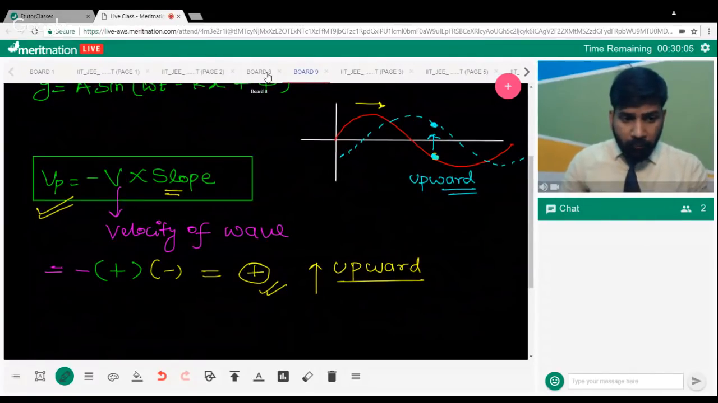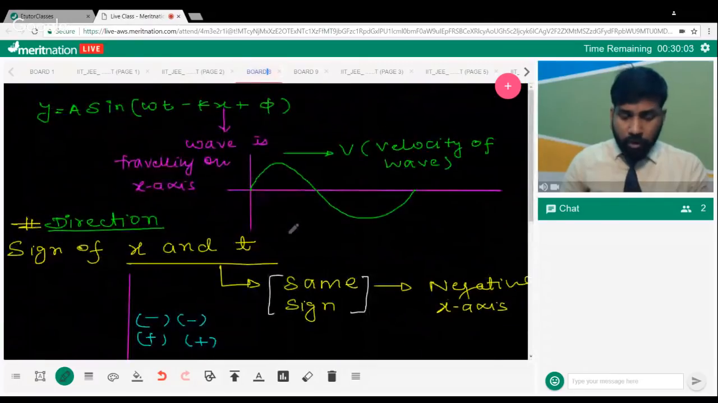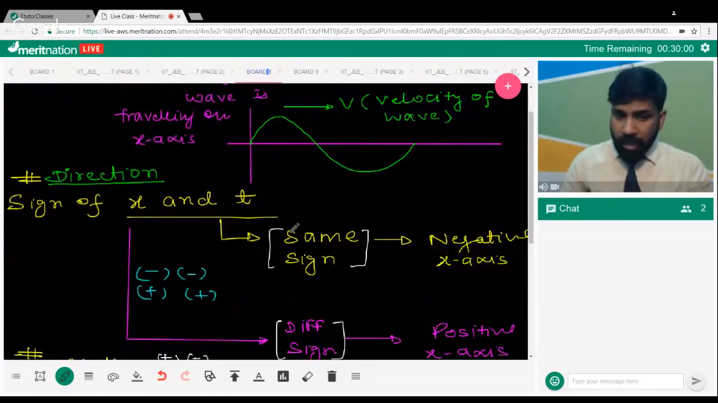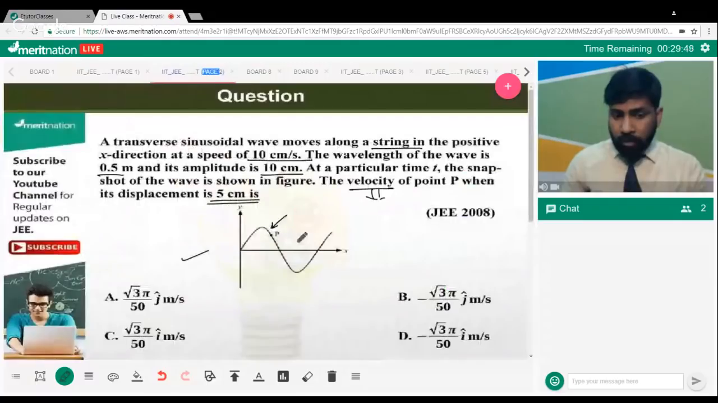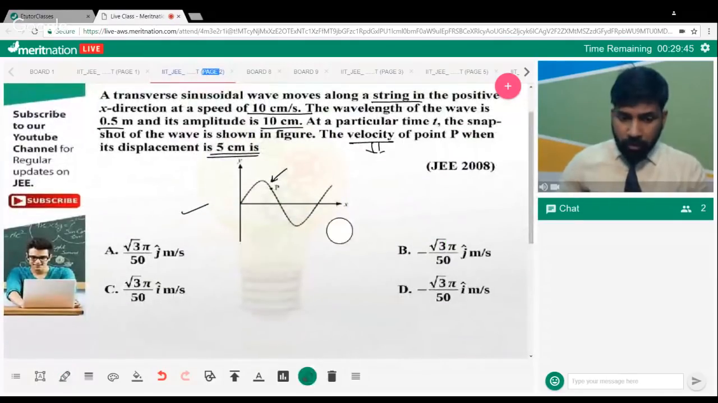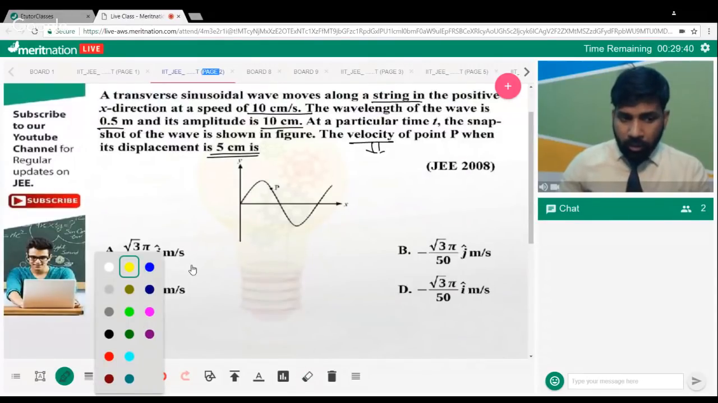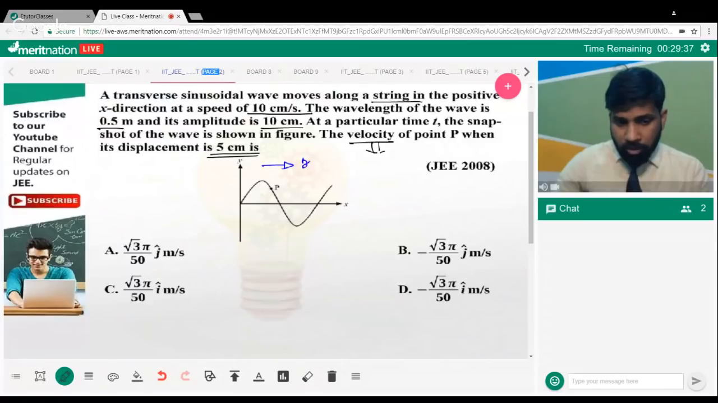In the earlier part, we discussed the direction of motion of the wave as well as how to find the velocity of the wave. Now we can use these two concepts to solve our first example, or first question. Here in this question, we need to find the velocity of this particle P. According to this question, the wave is traveling towards the positive x-axis. Here v is the velocity of the wave.